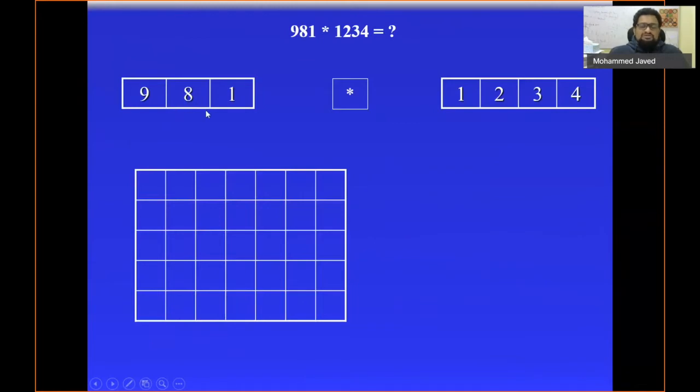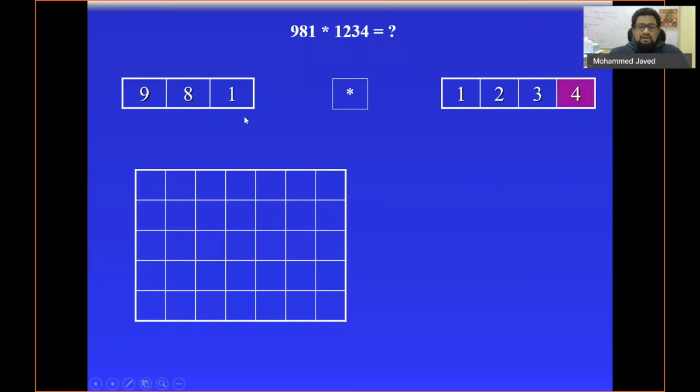Our teacher in high school taught us that we take numbers and start from the rightmost location, that is the 4, and we start with the rightmost location in this other number too. So we require 2 pointers: 1 pointer for these 3 digits, and 1 pointer for these 4 digits.